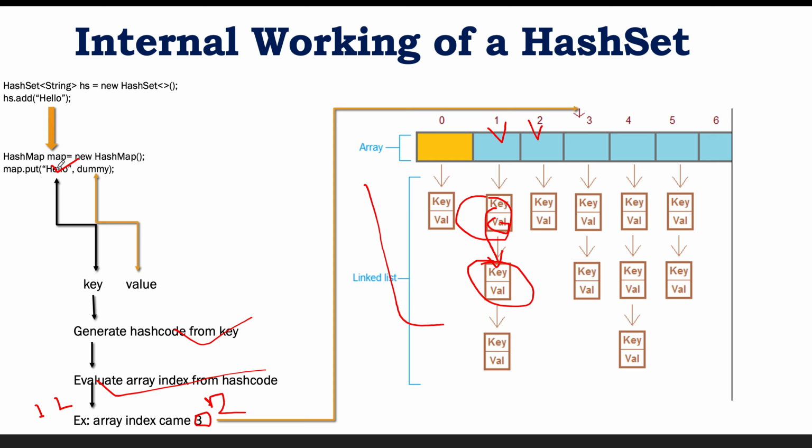But if the key is different, it will try to get the hash code. Hash code can be anything. But if there is the same hash code for a different value, it will try to insert the element at that position, but in the form of a linked list. And this is the way it is going to insert each and every element.